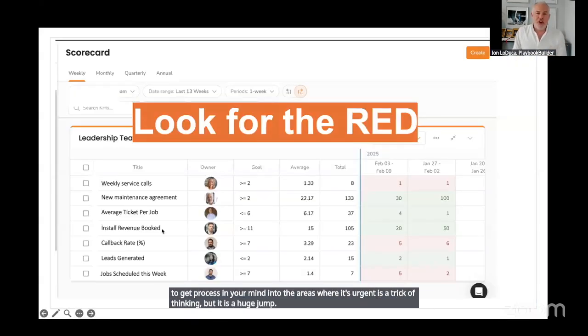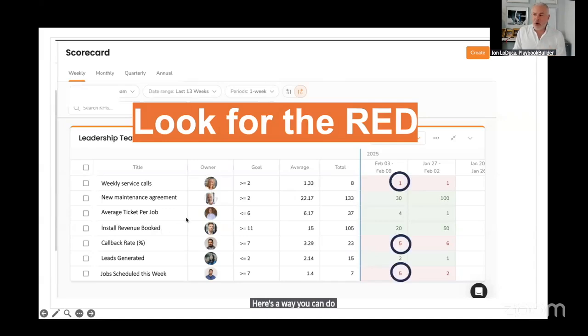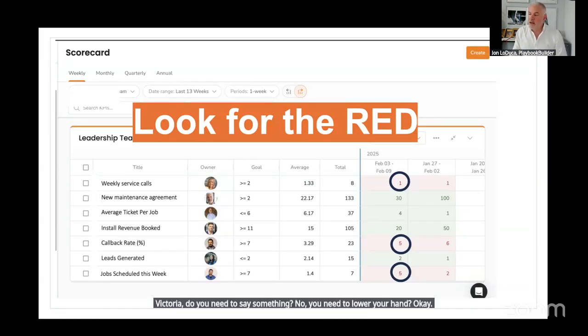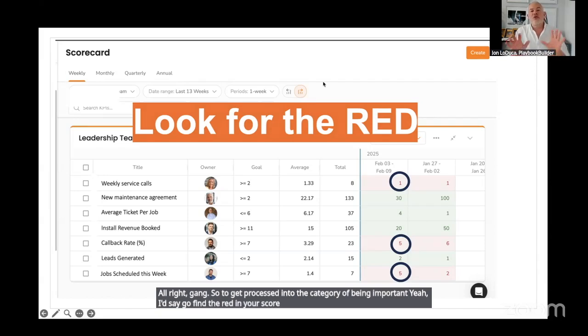Here's a way you can do it. Look at the red in your scorecard and start there. Now, I'm going to always touch on this for every webinar, but if you want to know how to tackle process, the most important thing that we can do together as a team is to get process into the category of being important. I'd say go find the red in your scorecard and go start there. There's two schools of thought.